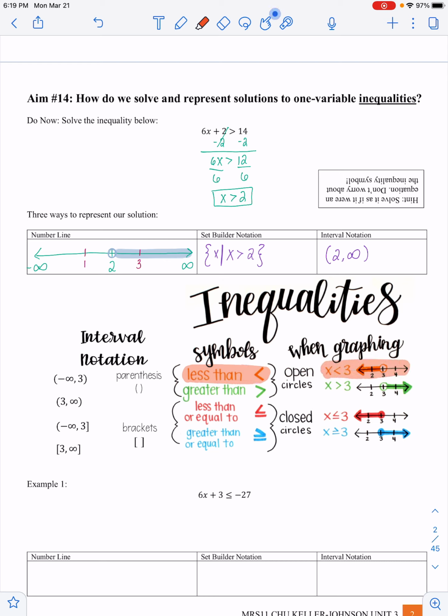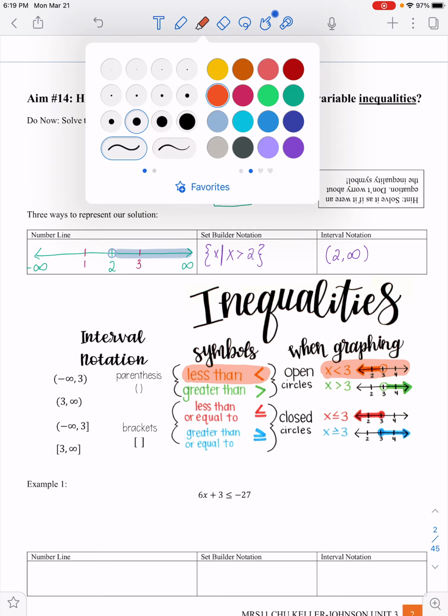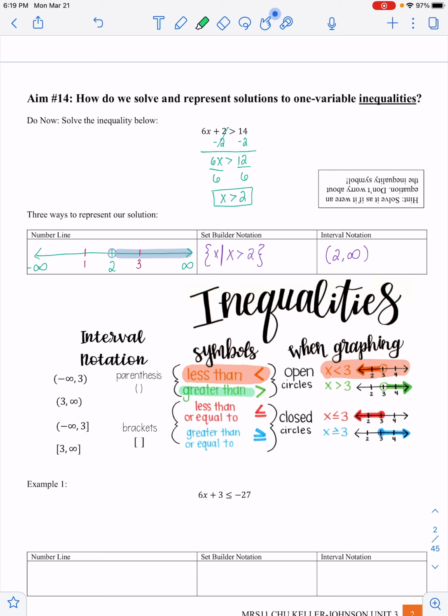We have an open circle. Open circle if it's less than, and same thing if it's greater than. Greater than also gets open circles. Just take note of how it's shading. But both of these get open circles. If the symbol is less than or greater than, we get open circles. The other thing less than or greater than gets is parentheses. So you can kind of split it like this.